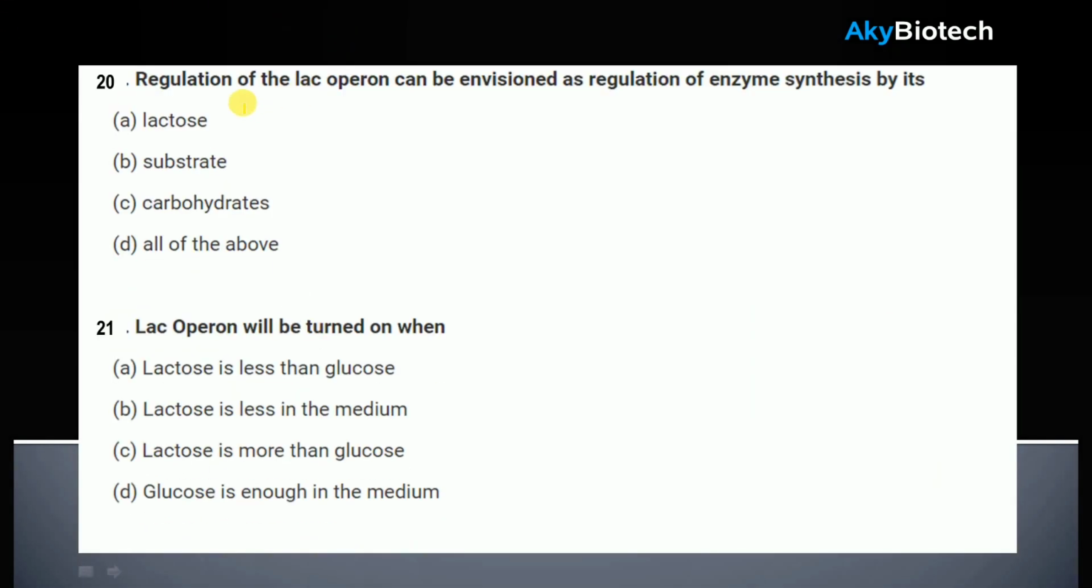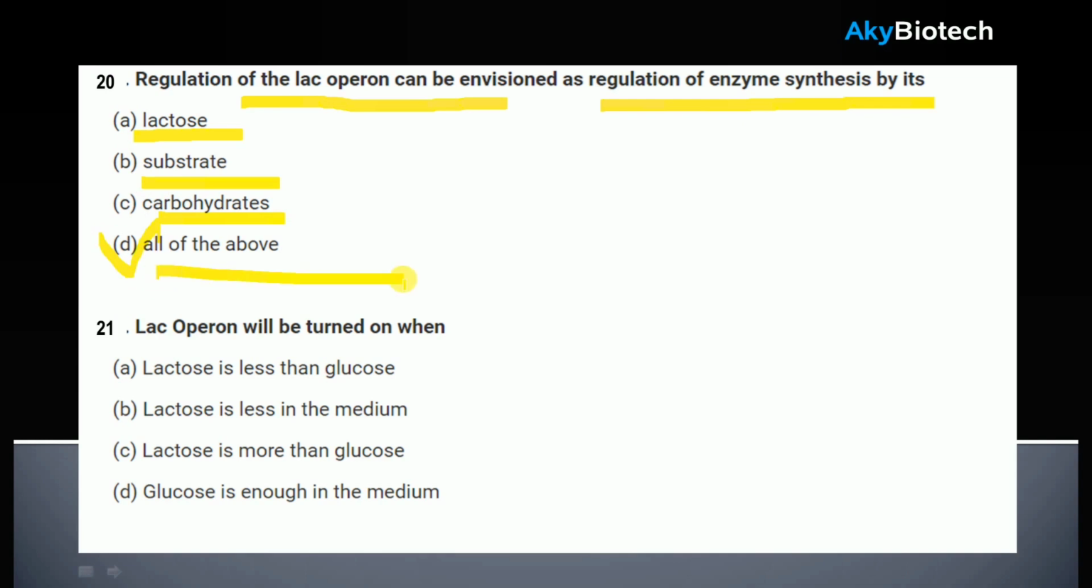Number 20, regulation of the Lac Operon can be envisioned as regulation of enzyme synthesis by its lactose, correct option, substrate, correct option, and carbohydrates. So all of the above is the option. Lac Operon will be turned on when? Again an important question asked many of the times. It is turned on when lactose is more than glucose.